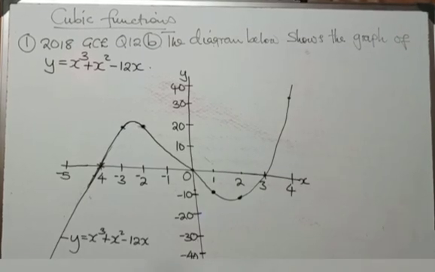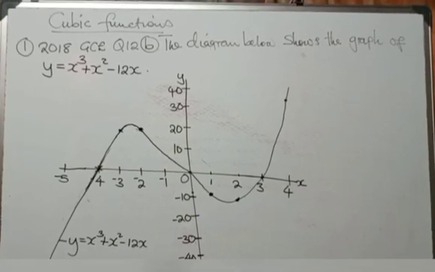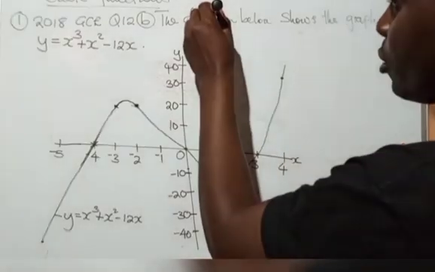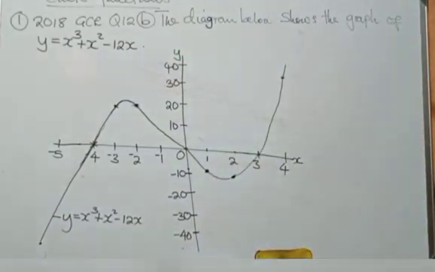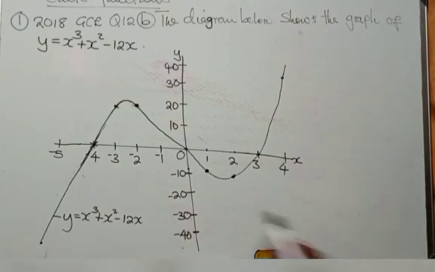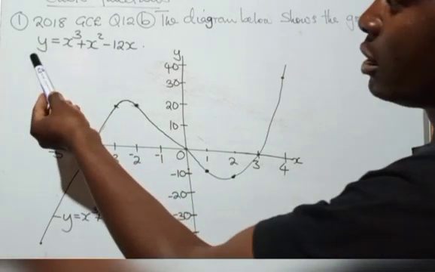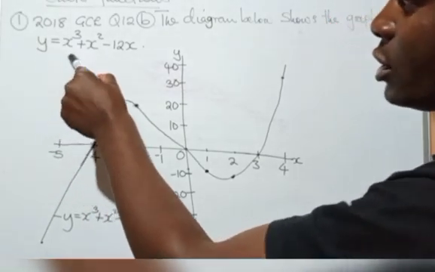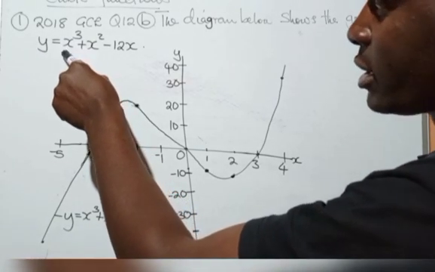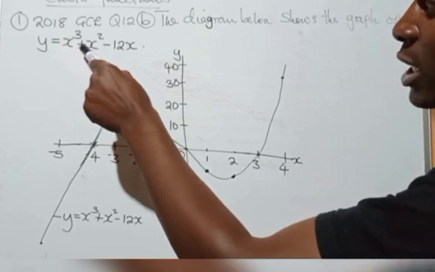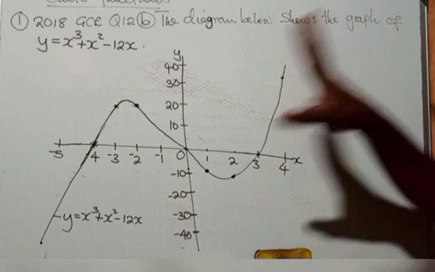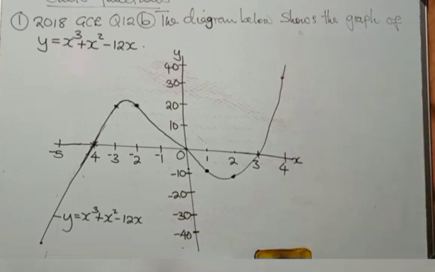So this is the graph we have, and the question says the diagram below shows the graph of the equation, which is the cubic equation y is equal to x cubed plus x squared minus 12x. So that is the graph we have.